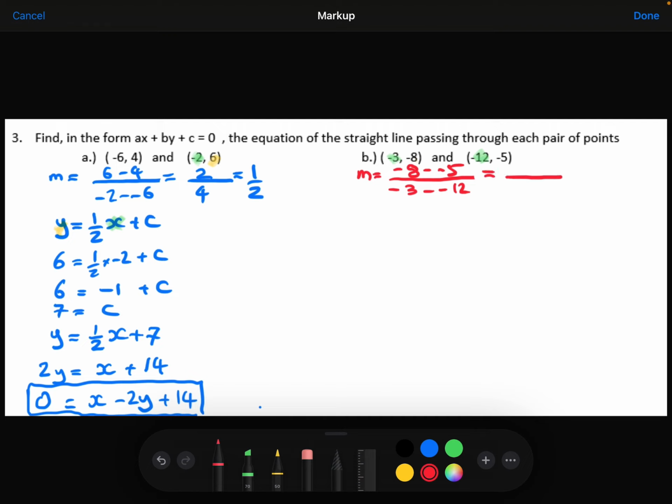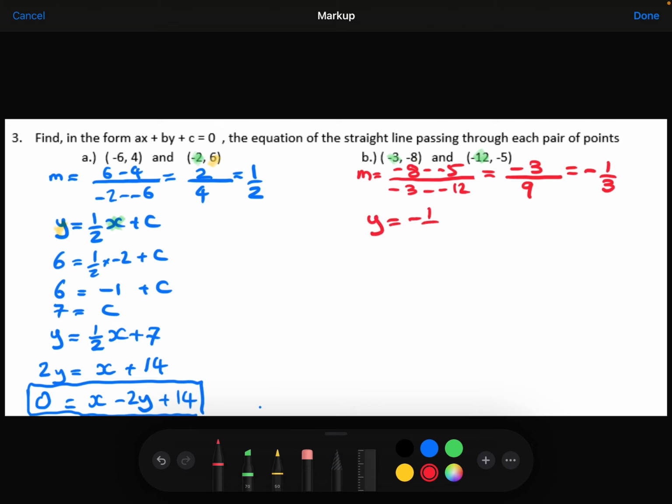The minus 8 minus minus 5 will be minus 8 plus 5, which is minus 3. The minus 3 minus minus 12 will be minus 3 plus 12, which is 9. The 3 over 9 is going to simplify to be 1/3. So the gradient of this line is minus 1/3.